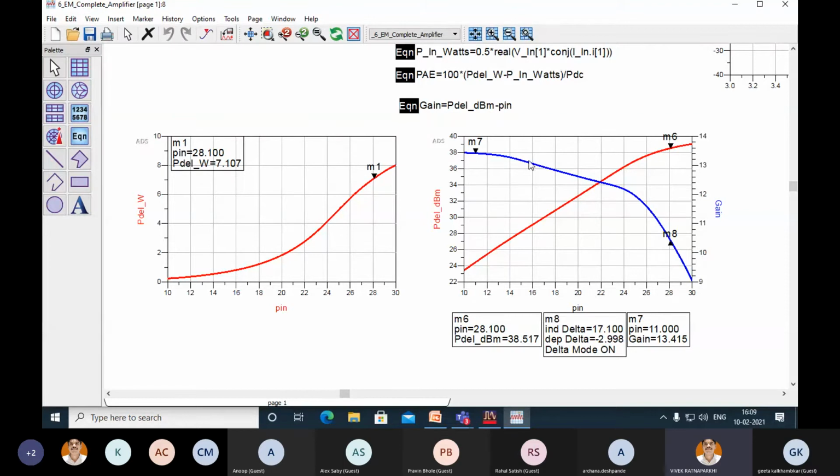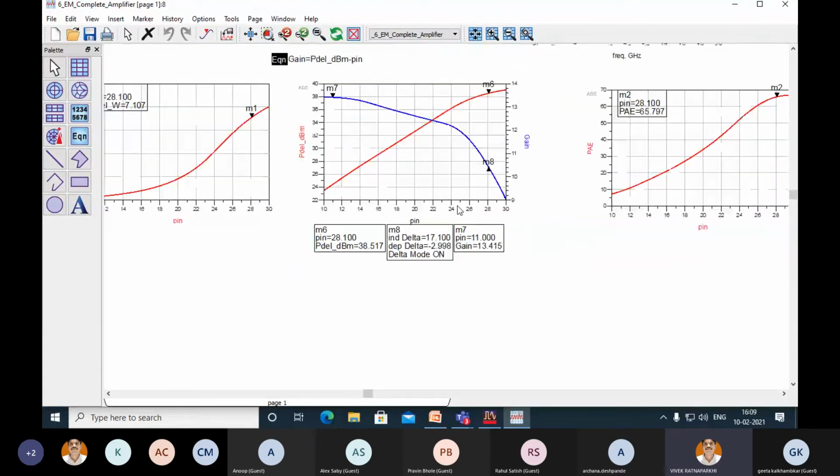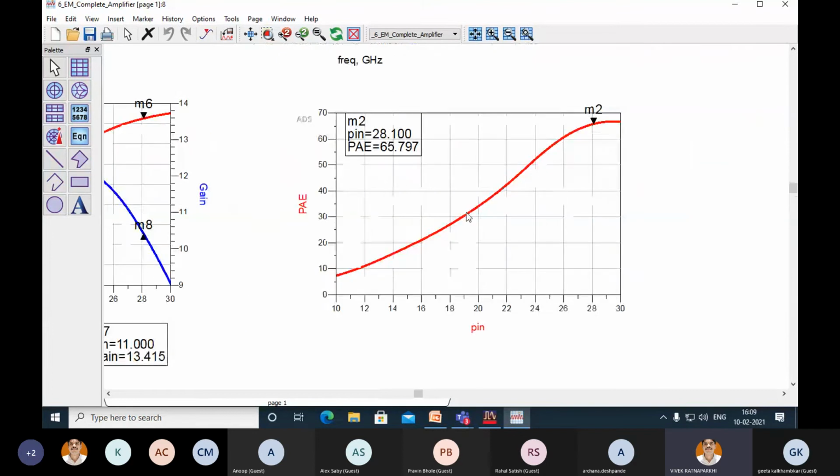And this blue curve is actually showing the gain compression. If you see, marker M8 is indicating almost 3 dB of compression. So this amplifier is actually operating at 3 dB compression. This gain is at the 3 dB compression. That is the meaning of this curve. Okay, and the efficiency I have made quite good for this particular design, because it is a little lower frequency. My other design is at almost 12 gigahertz. So the efficiency is also quite good, 65% power added efficiency.